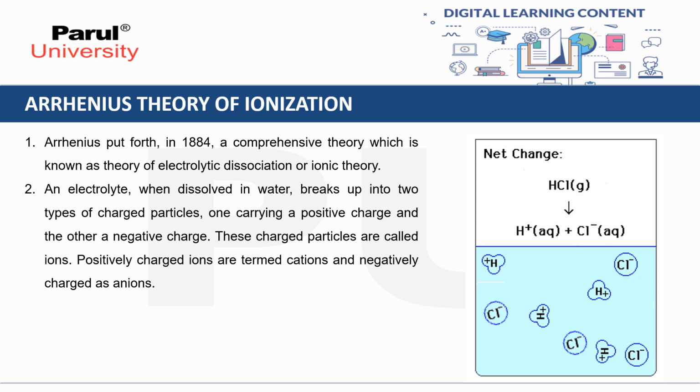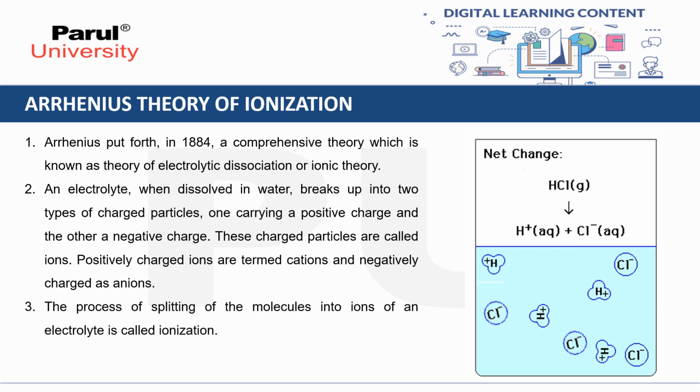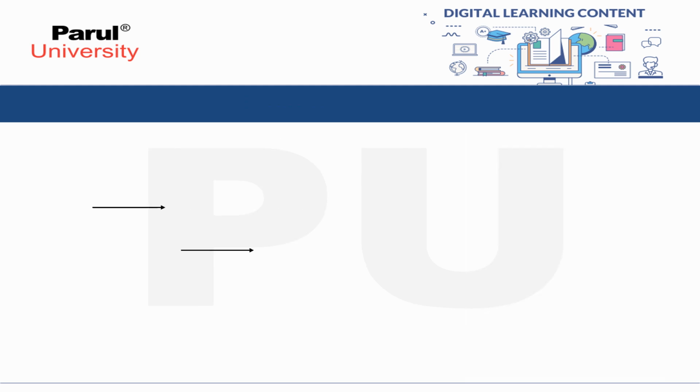As you can see here in the image, hydrogen chloride, HCl, gets ionized into H+ and Cl-. So when HCl is mixed with water in an aqueous solution, the hydrogen ion and the chloride ion are formed. The process of splitting of the molecules of an electrolyte into ions is called ionization.